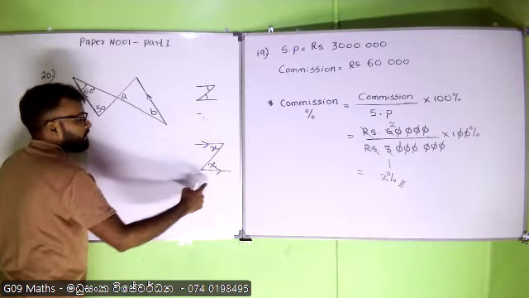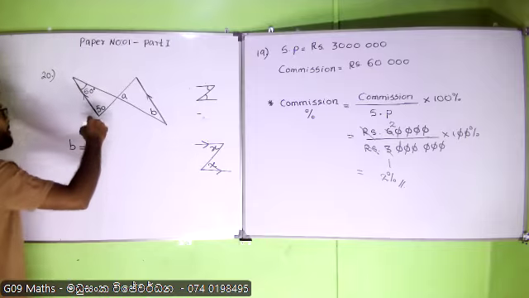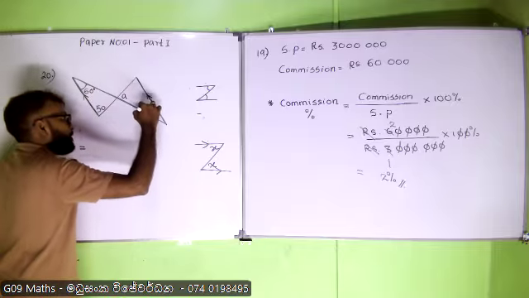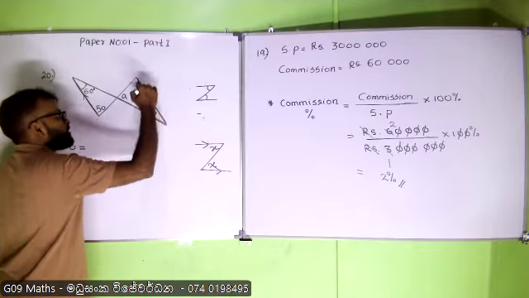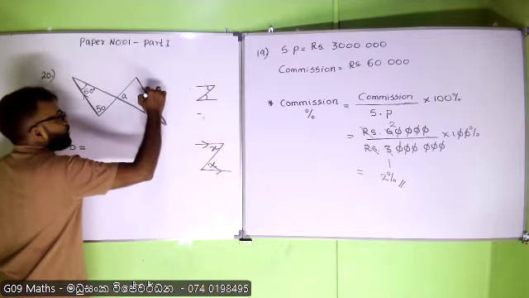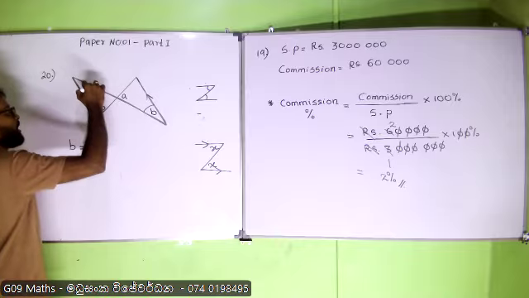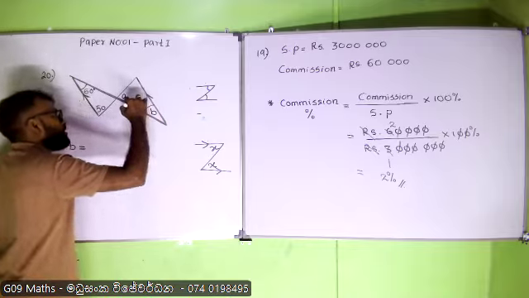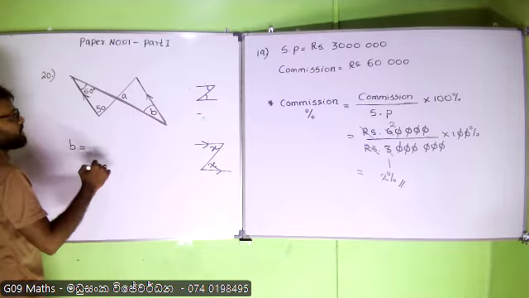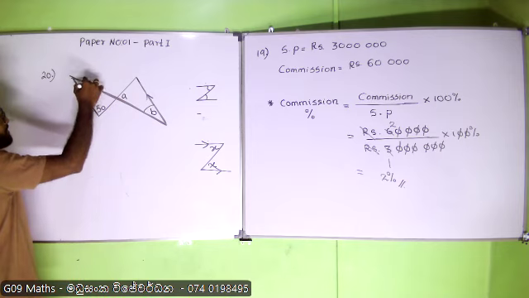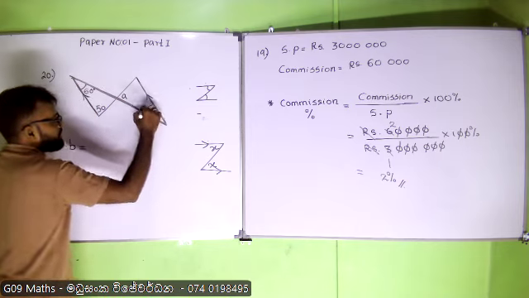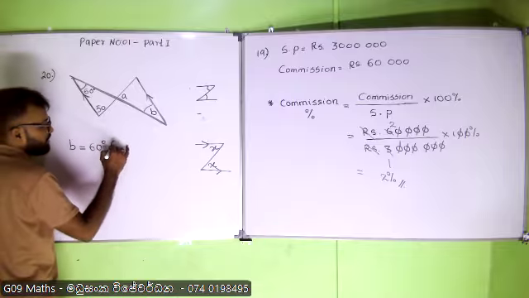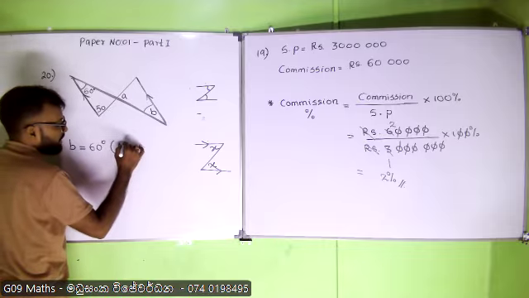60. Yes. Two parallel lines, right? And there is a transversal. This middle straight line is called the transversal, right? And this angle is 60. Then we can say this B is 60 definitely. B is equal to 60. The reason is alternate angles.